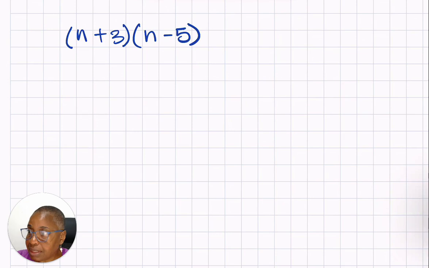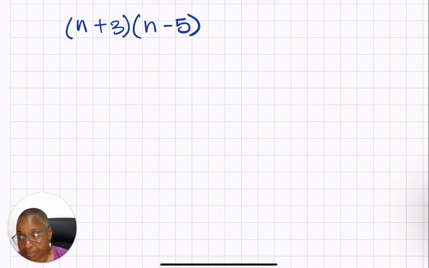Now one of the things I want you to realize is that there are many different ways to multiply this. So I'm going to go through a couple of different ways so that you're not stuck on just using the FOIL method and you can't do it in your head or something. Okay, so one of the ways is the grid method.